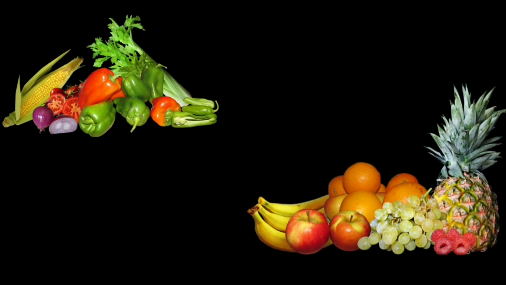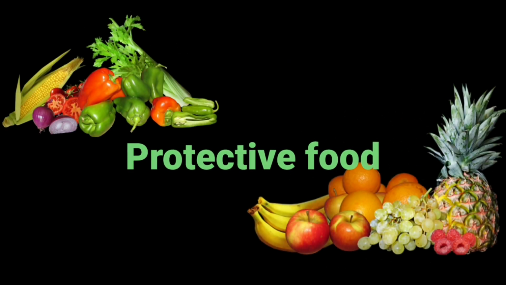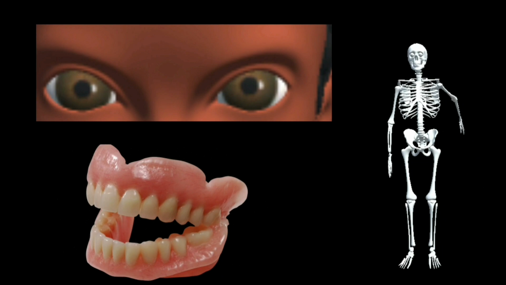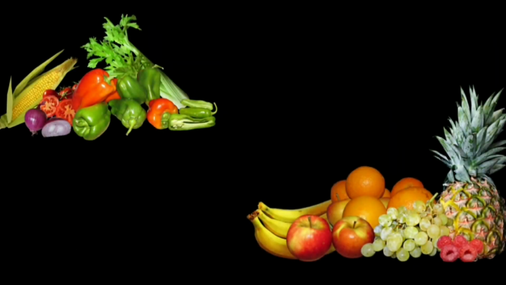Vitamins help in protecting our body against diseases. Vitamins also help in keeping our eyes, bones, teeth, and gums healthy. Vitamins are of different kinds known by different names. Some of these are vitamin A, vitamin C, vitamin D, vitamin E, and vitamin K. There is also a group of vitamins called vitamin B complex. Our body needs all types of vitamins in small quantities.